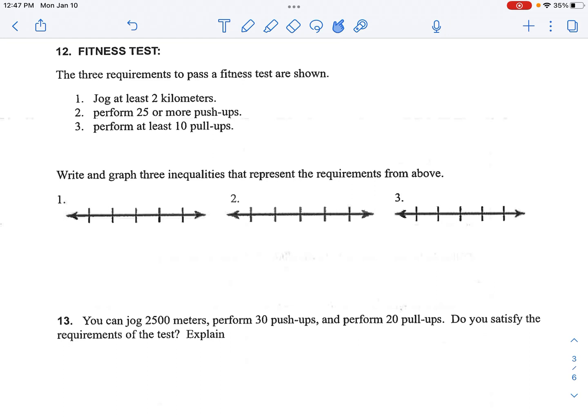All right, there's a lot going on here for number 12, so let's pay real close attention. Fitness test. The 3 requirements to pass a fitness test are shown. First, you have to jog for at least 2 kilometers. Second, you have to perform 25 or more push-ups. And third, you must perform at least 10 pull-ups. Directions. Write and graph 3 inequalities that represent the requirements from above.